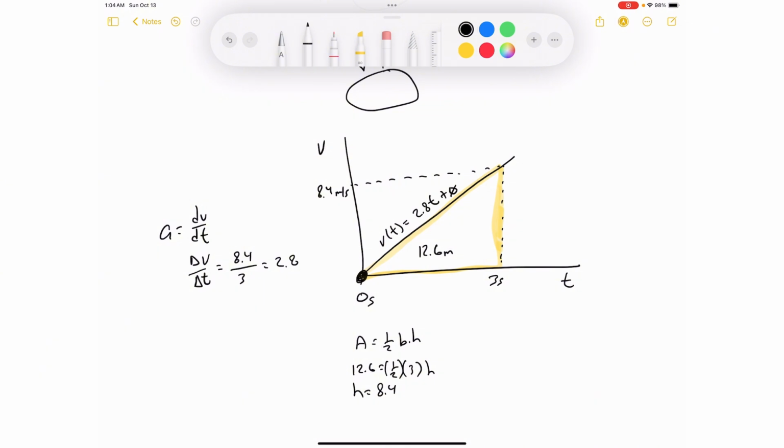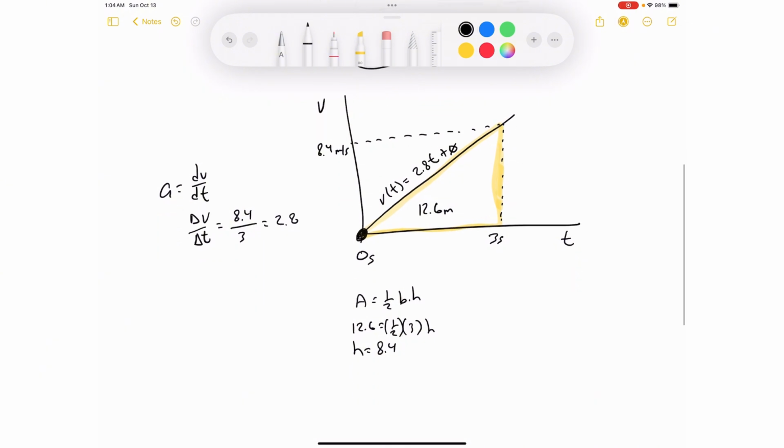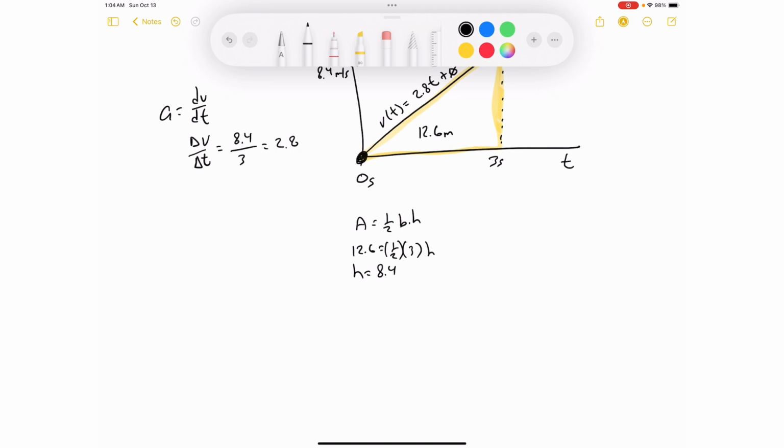And remember, if you wanted to find the acceleration, acceleration is the derivative of the velocity with respect to time, and that's 2.8t plus 0 with respect to time. If you take the derivative of that, what do you get? 2.8, and that's in meters per second squared. So if you take the derivative of the velocity, you're going to find acceleration. And that's what we have here: 2.8 meters per second squared.